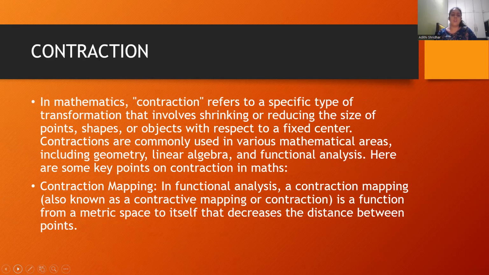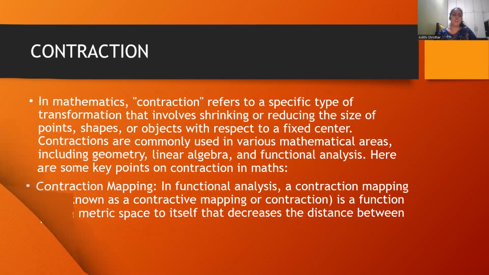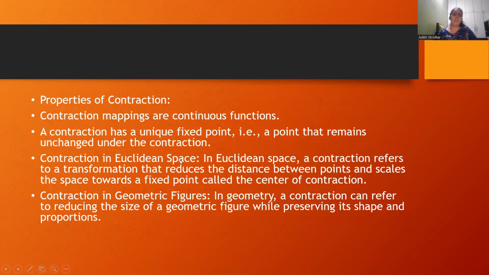Contraction mapping. In functional analysis, a contraction mapping, also known as a contractive mapping or contraction, is a function from a metric space to itself that decreases the distance between points. Properties of contraction. Contraction mappings are continuous functions. A contraction has a unique fixed point, that is, a point that remains unchanged under the contraction. Contraction in Euclidean space. In Euclidean space, a contraction refers to a transformation that reduces the distance between points and scales the space towards a fixed point called the center of contraction.